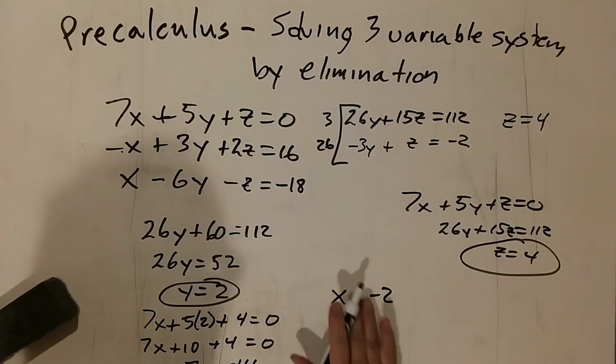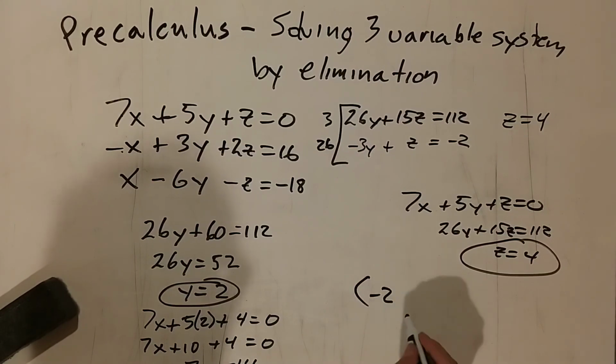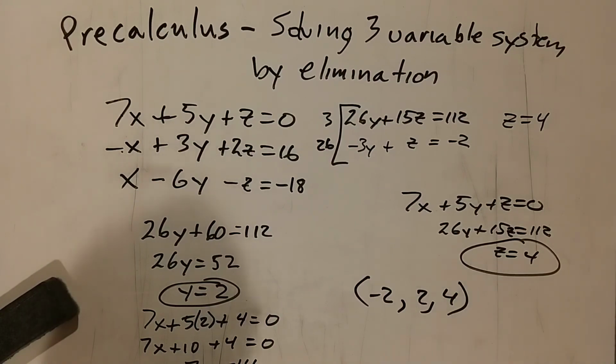Well, we'll write it as an ordered triple: negative 2 for x, 2 for y, and 4 for z. If you got that on the first try, great job.